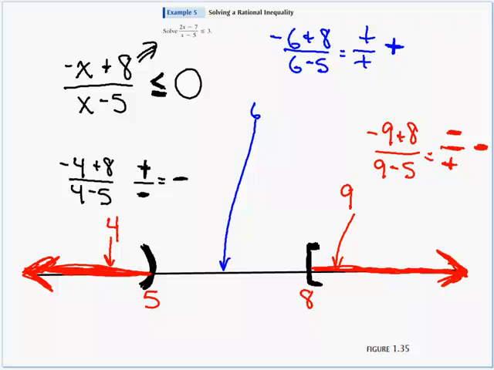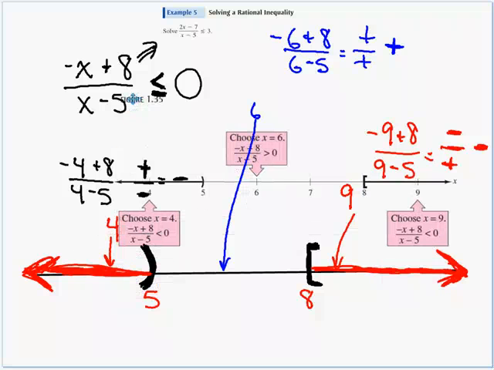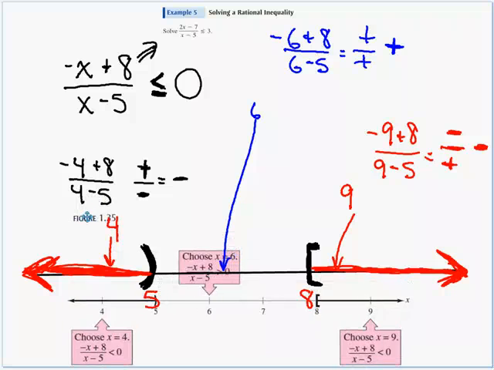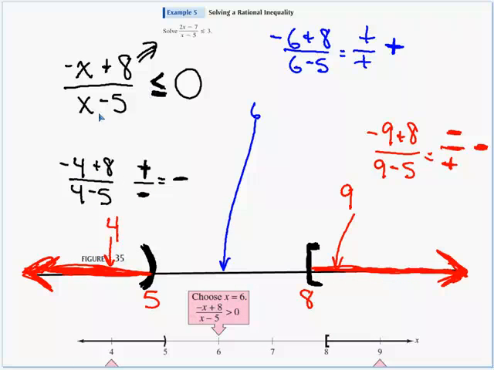There we go. And that wraps it up. I think that is going to match the book's graph pretty well here. Yeah, we even picked the same numbers. Again, remember, when it's the divide by 0 scenario, that's always a parenthesis. It is never a bracket, no matter what the inequality has there.